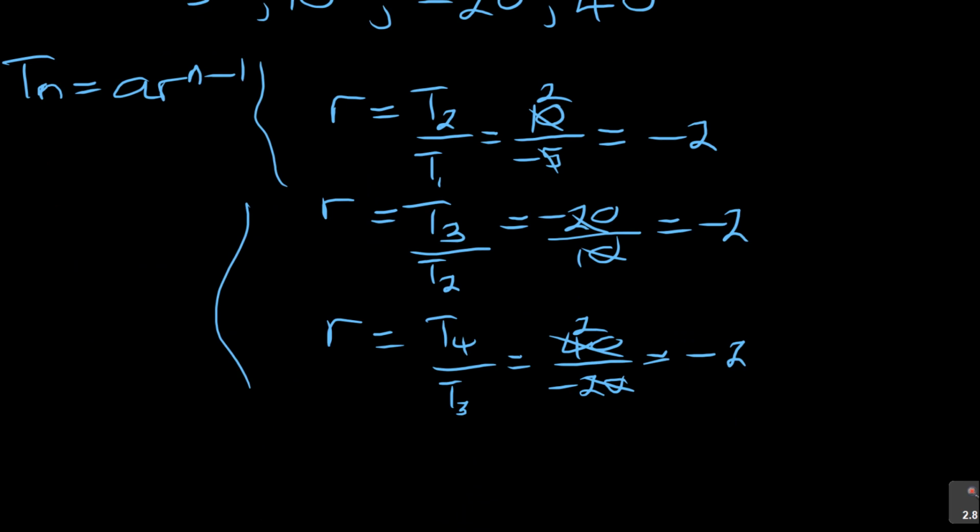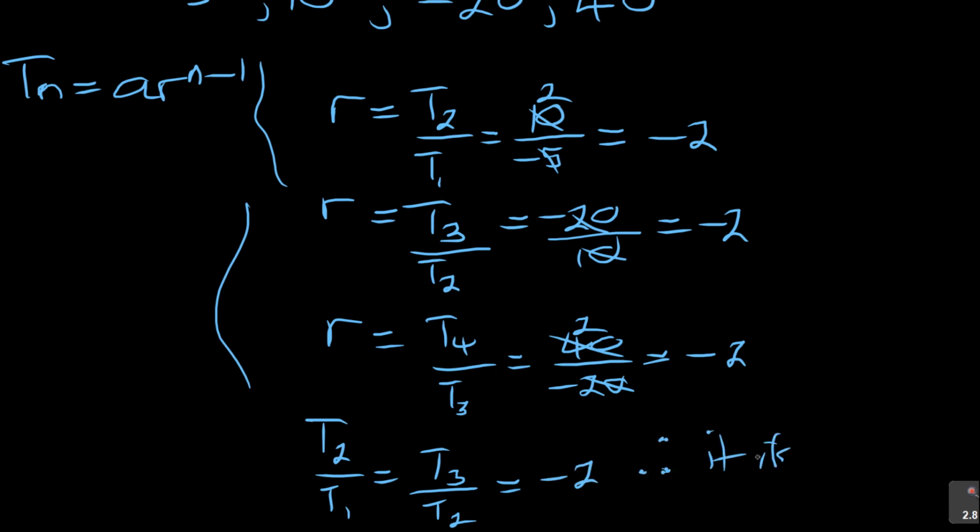Here you can say R is equal to minus 2. Sorry, this is not how you show it. You're going to say here T2 over T1 is equal to T3 over T2, and then you say, which is equal to minus 2. Say therefore it has a common ratio.